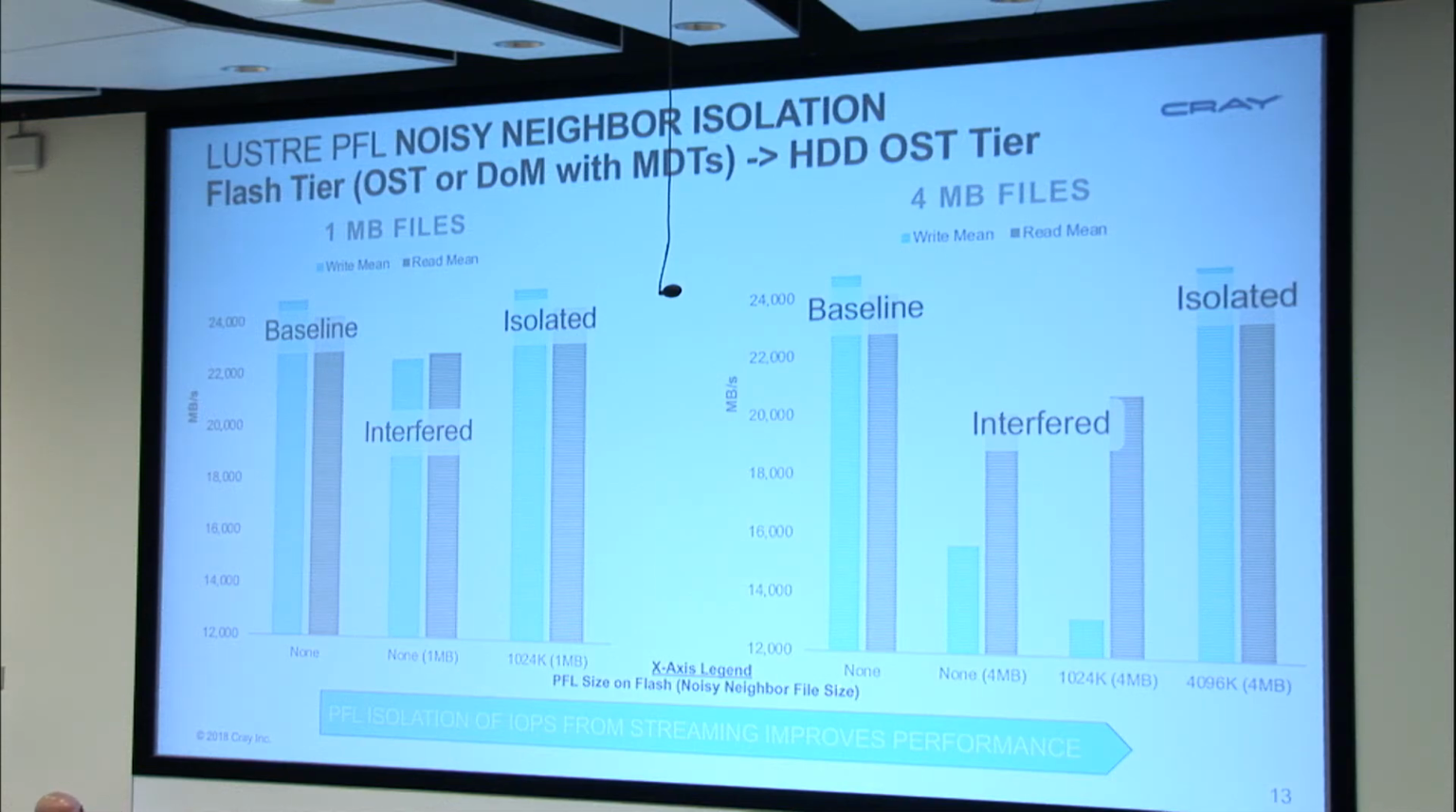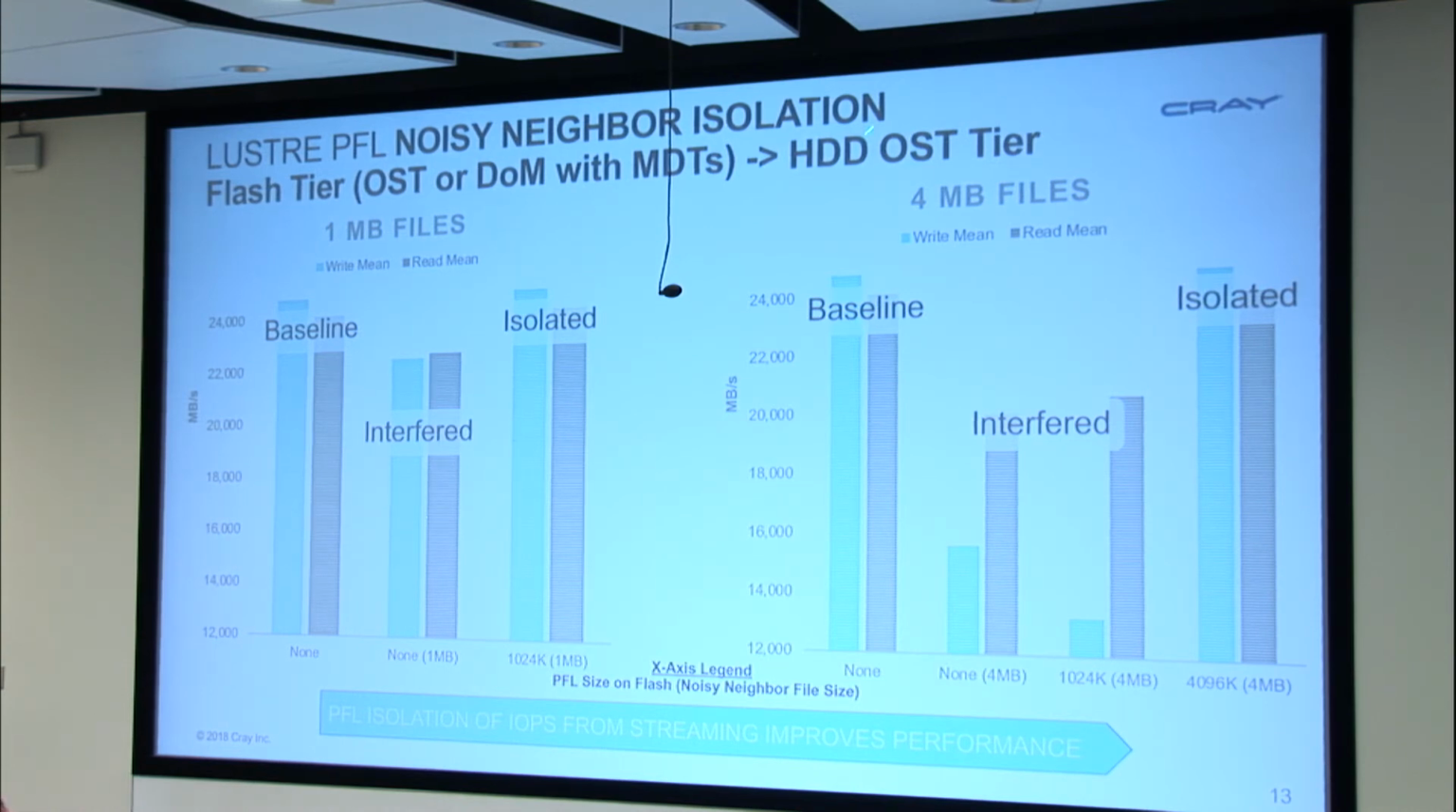So we created the same layout. We have no layout for a baseline. Then we have an interfered benchmark of 4 megabyte, no layout. We have a 1 meg layout and then a 4 meg layout to Flash. So basically our baseline is exactly the same as this. Really good performance, 25 gigs a second, great.